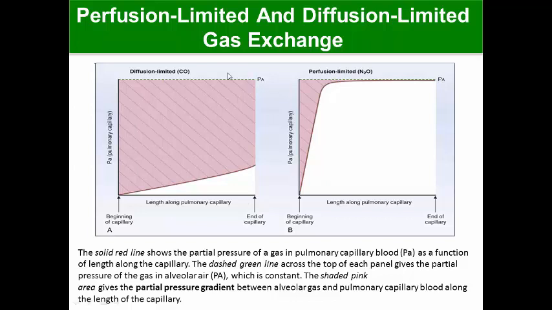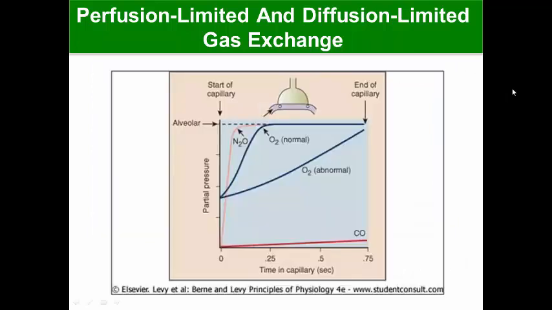So case A is diffusion limited gas, and case B is perfusion limited gas. So the oxygen is what? Do you think oxygen is a diffusion limited gas or a perfusion limited gas? Now forget about the red gas. Oxygen is the blue gas. And forget about the abnormal situation. We are talking about the normal situation.